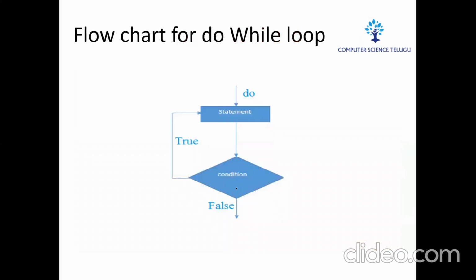So next, the do while loop flow chart. Similarly, what is going to happen? Do, first the statement will be executed, then check the condition. If the condition is true, it will go to print again. If the condition is false, it comes to the exit box. So this is the entry box.